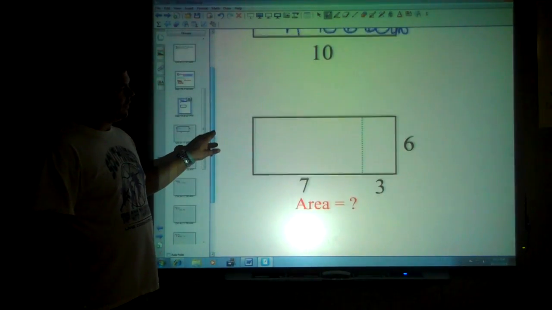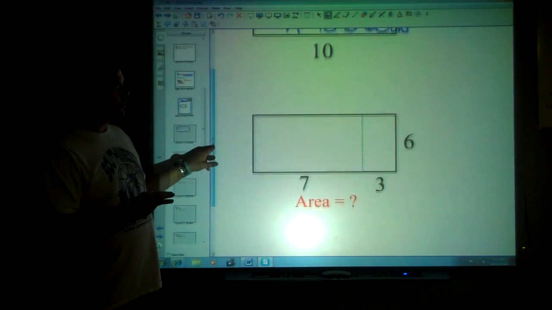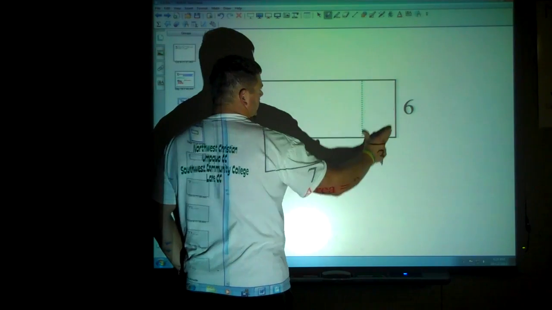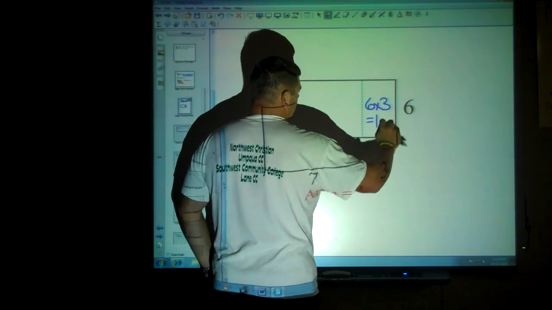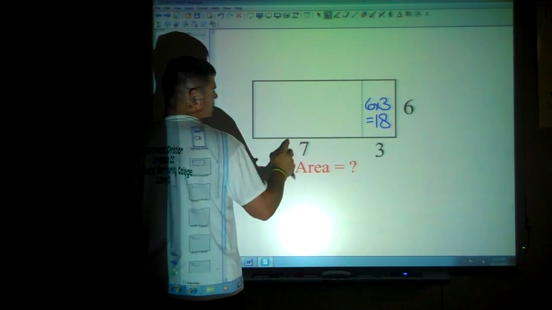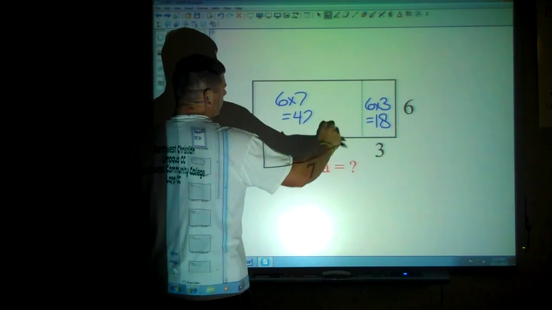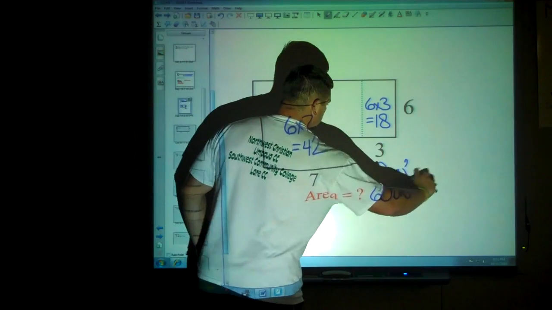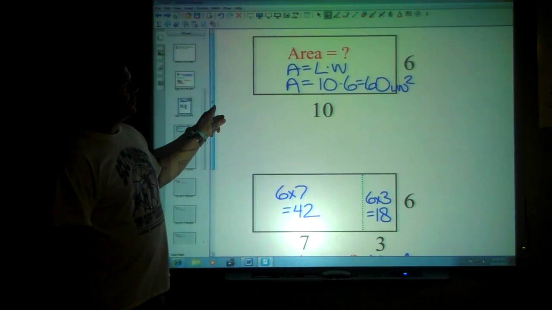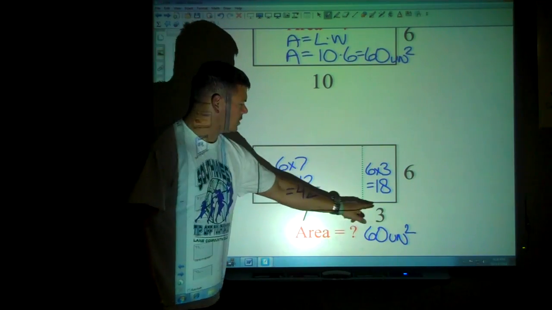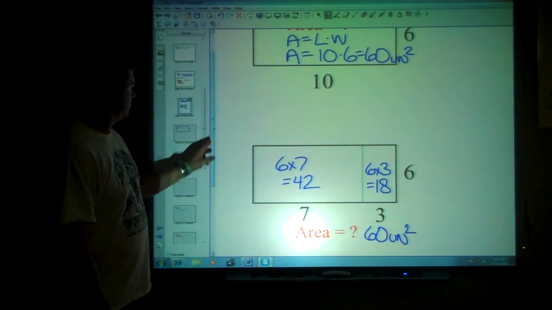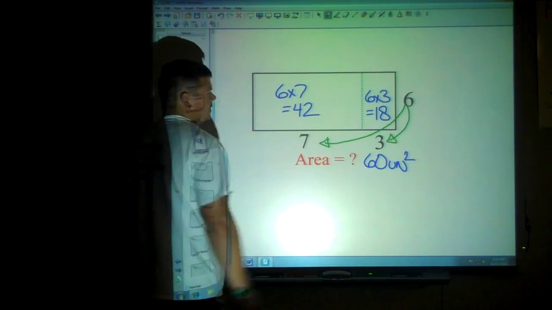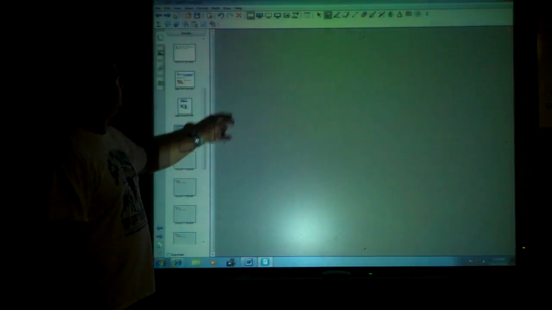Now, what if it was the same rectangle, but the change was a 7 and a 3? If you wanted to find the area of this, you would go 6 times 3, which equals 18, and that's 6 times 7, which equals 42. And if you put the two together, 42 and 18, you end up with 60 units squared, which is exactly the same as this rectangle, because the 7 plus the 3 would make the total distance of 10. So it's the distributive property because this 6 is being multiplied by that 3 and by that 7. It's the distributive property with shapes.